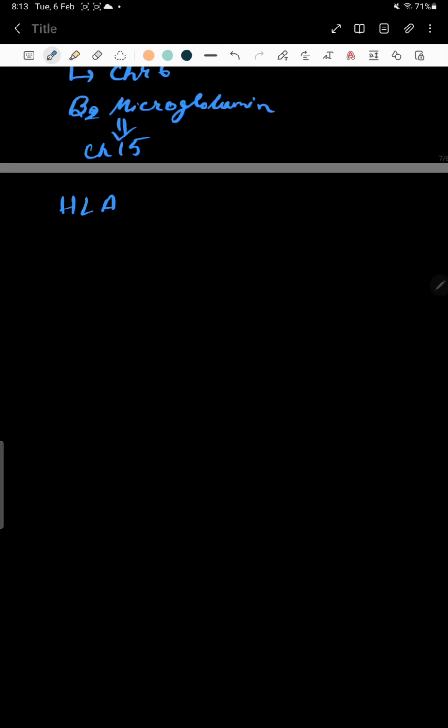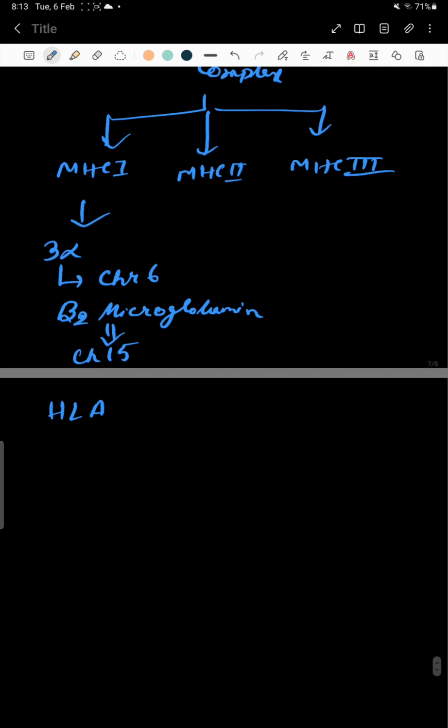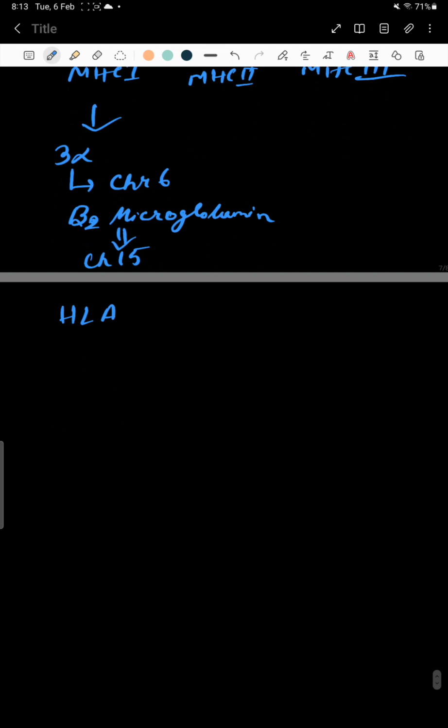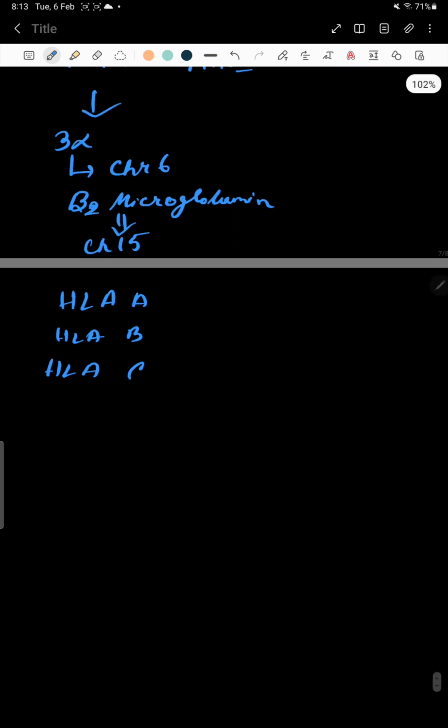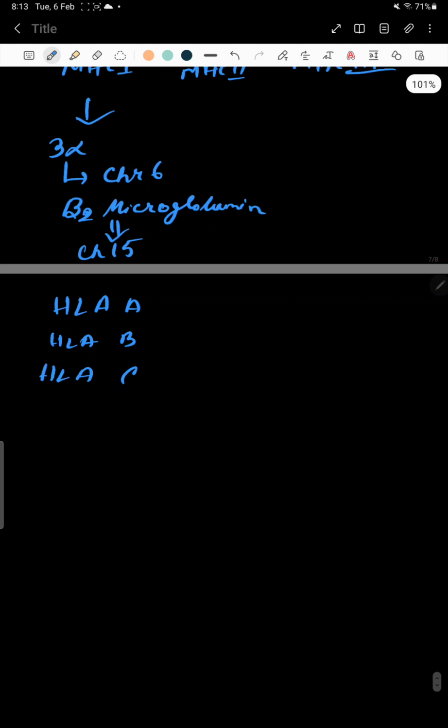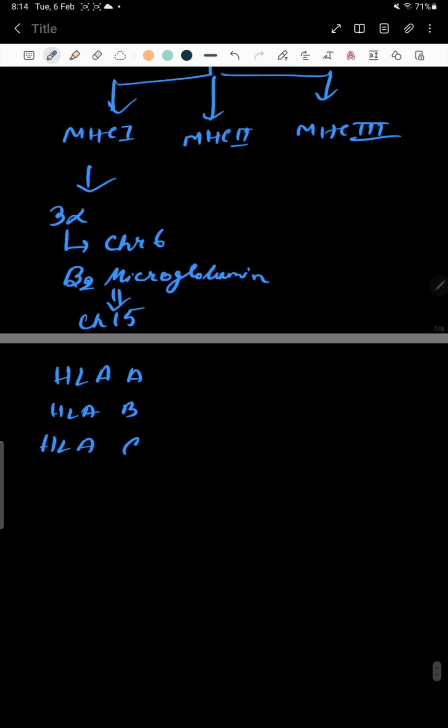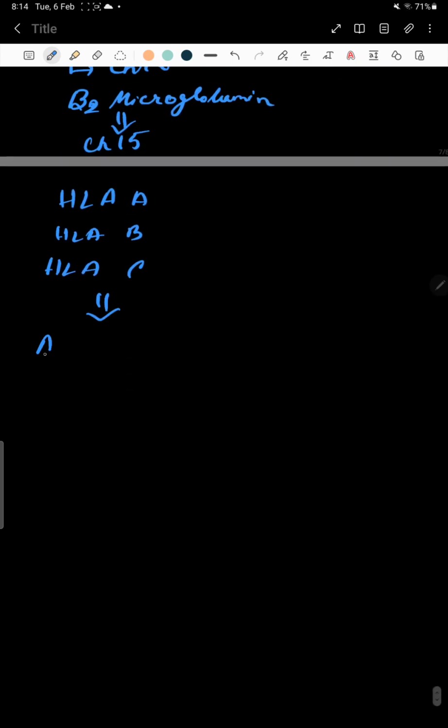Now HLA. There are different types of genes in MHC. We call it HLA, human leukocyte antigen. It is another name of MHC, another way of representing MHC. In case of MHC1, there can be HLA-A, HLA-B and HLA-C. These are the different types of MHCs. Now this MHC1 is present in all nucleated cells of our body.